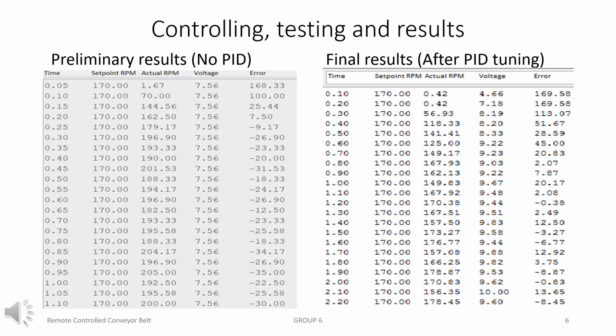Time in seconds is shown in the first column, set point RPM in the second column, actual RPM in the third column, calculated voltage in the fourth, and error in the fifth column. The error was quite large and was to be reduced with properly tuned PID control.